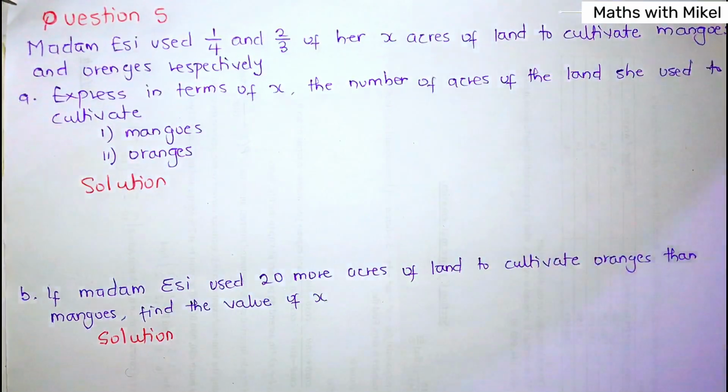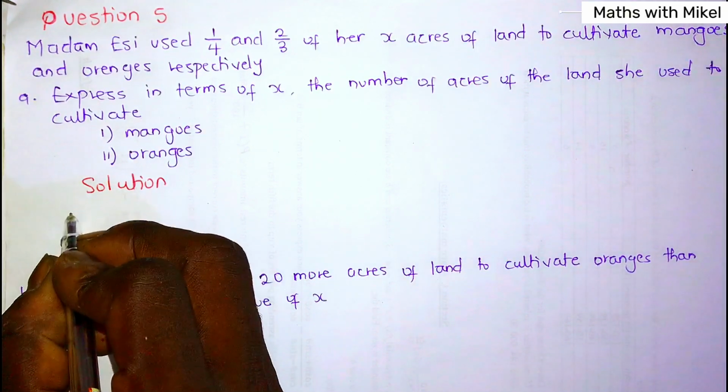Question 5. Madam Essie used 1/4 and 2/3 of her X acres of land to cultivate mangoes and oranges respectively. So A, we are asked to express in terms of X the number of acres of the land she used to cultivate I, mangoes. So the solution.